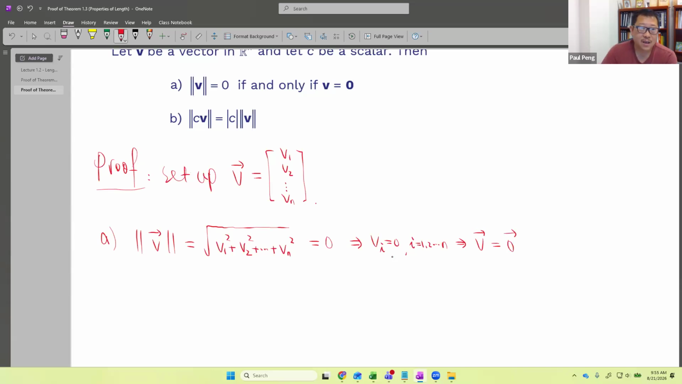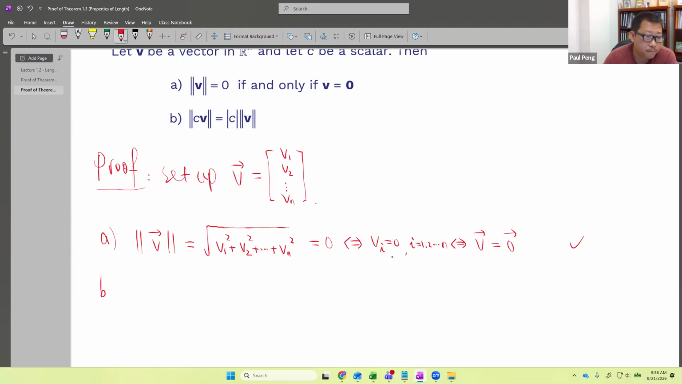If and only if means we need to go backwards. Can we go backwards? If v is the 0 vector, then of course each coordinate will be 0. If each coordinate is 0, the length will be 0. So that's the first property.